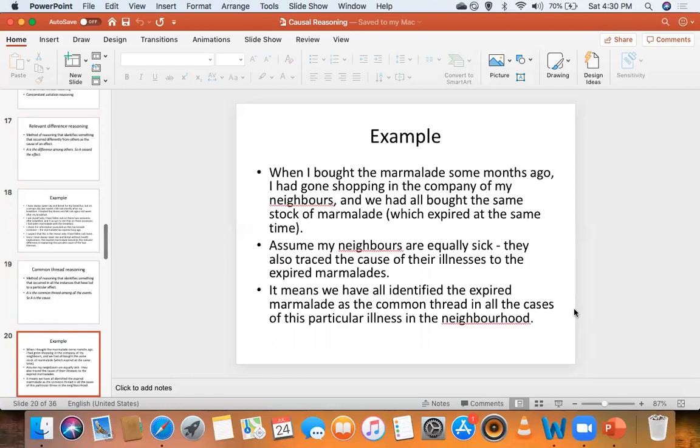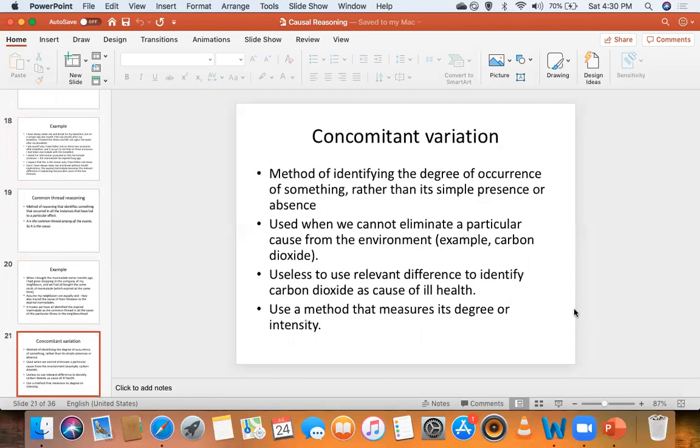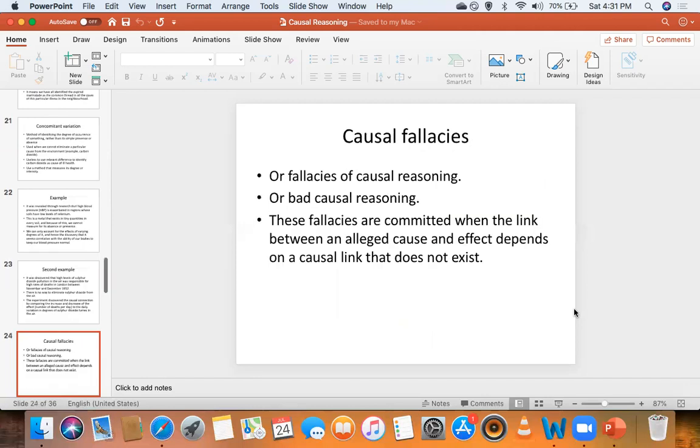That's a common thread. And then the third one is concomitant variation, which is to try to find out the cause of a problem by trying to find out if there is something in the environment that is occurring at an unusual degree. And then from there we'll discuss some causal fallacies, or instances of bad causal reasoning, or you can say ways that we should not identify causes.